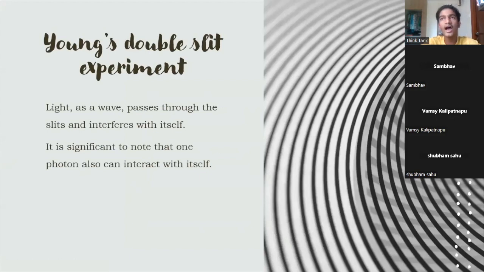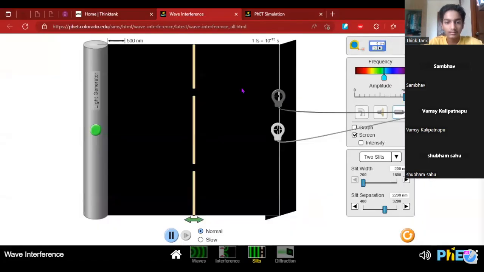So with me, I have an animation and a projection of what it was like. Here is the light generator, and these are the two slits. This is the copper sulfate screen. A copper sulfate screen records the photons that hit it, basically. So I'll just switch on the light generator and you'll see something very fascinating happen.